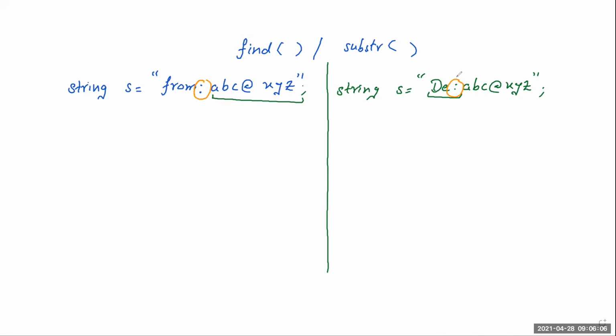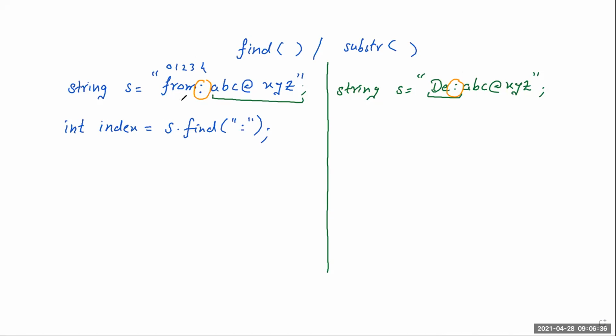Now let's see how we can do this. We have the find function, which gives us the index of anything that we are looking for. So we can write s dot find. What we are searching for is the colon. So you'll say, give the position of the colon. Now what is the position of the colon? 0, 1, 2, 3, 4. So the colon is lying at position 4.